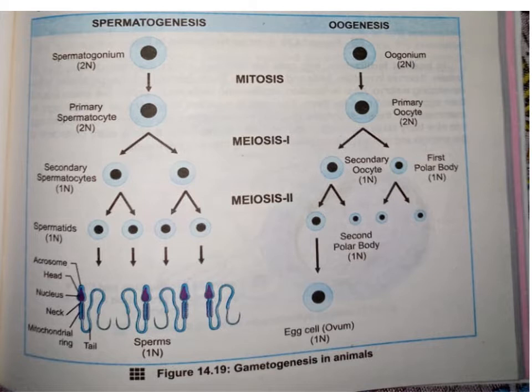Spermatogenesis: some cells present in the wall of seminiferous tubules of testes divide repeatedly by mitosis to form a large number of diploid spermatogonia. Some spermatogonia produce primary spermatocytes. Each primary spermatocyte undergoes meiosis I and produces two haploid daughter cells, which are called secondary spermatocytes. As you are watching on your screen, I am discussing the steps of spermatogenesis.